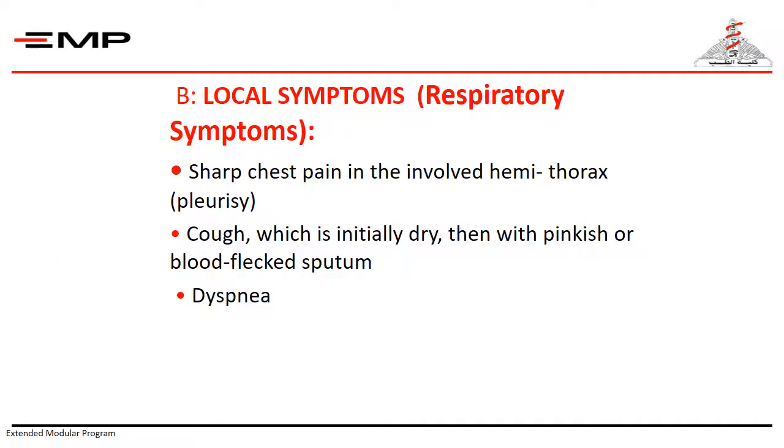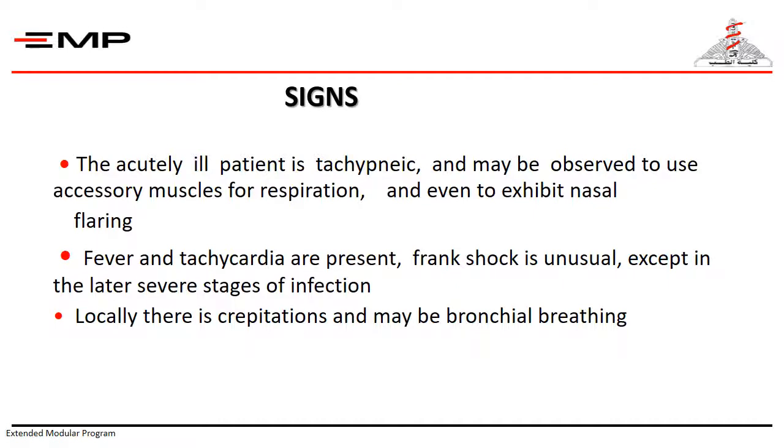Local chest symptoms or respiratory symptoms may include sharp chest pain in the involved hemithorax, and this is known as pleurisy or pleuritic chest pain. The patient may present with cough, which is initially dry, then the patient will present with pinkish or blood-flecked sputum, also called blood-tinged sputum, and the patient may present with dyspnea as well.